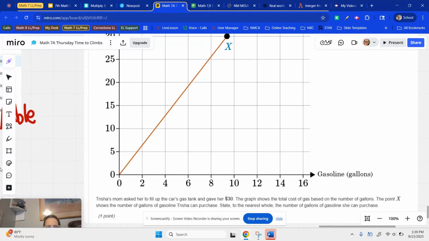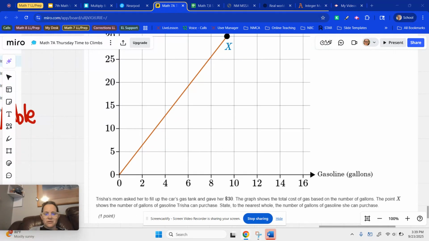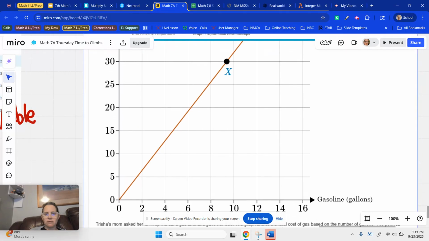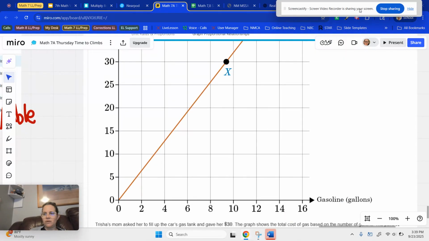All right. This one, we have Trisha's mom. She's asked her to fill up the car's gas tank and gave her $30. The graph shows the total cost of gas based on the number of gallons. The point X shows the number of gallons of gasoline Trisha can purchase. State to the nearest whole the number of gallons of gasoline she can purchase. Let me move this down a teeny bit. Oh, I see what's going on here. Hang on. I need to move this.